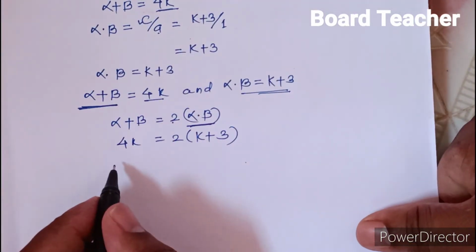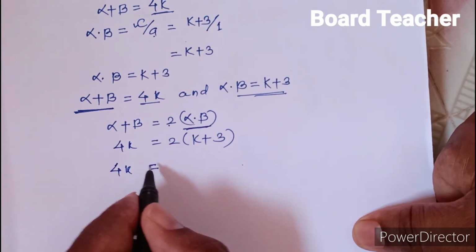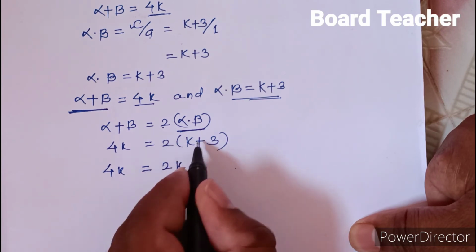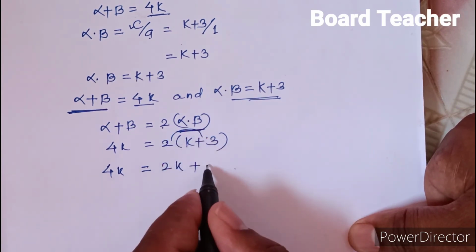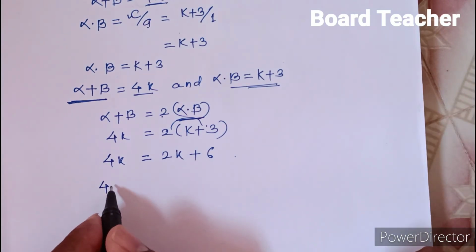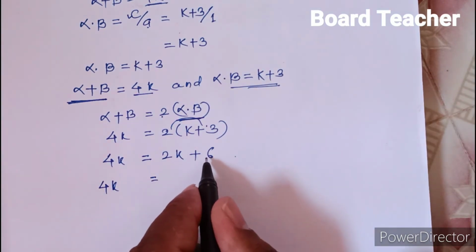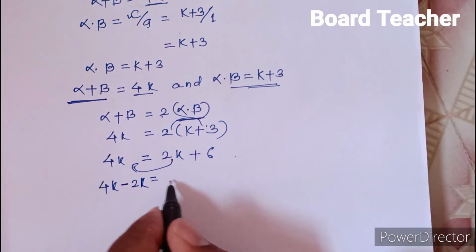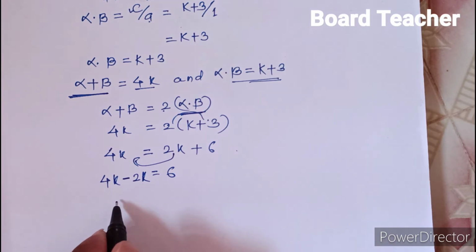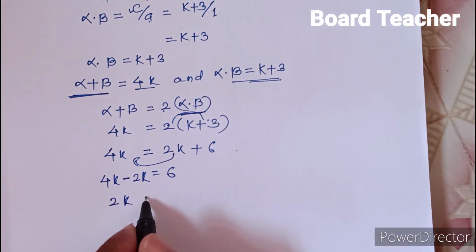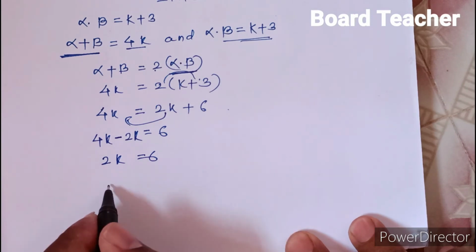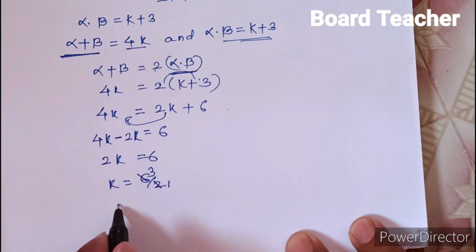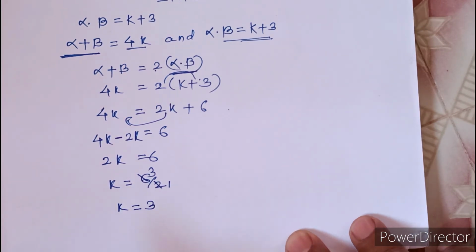Now on solving this, 4k as it is equals to 2 into k, that is 2k, plus this 2 into 3, that is 6. Here we get 4k equals to 2k plus 6. Now on shifting this 2k to the left hand side, it becomes minus 2k equals to 6, that is 4k minus 2k is 2k equals to 6. Here 2k equals to 6, therefore k will be equal to 6 by 2, that is 2 ones are 2, 2 threes are 6, that is k equals to 3.